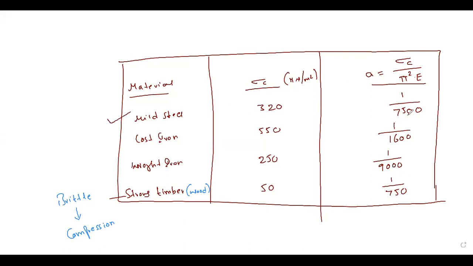For mild steel you can take 1/7500, for cast iron 1/1600, for wrought iron 1/9000, and for strong timber 1/750. Please try to remember these Rankine constants for different materials.